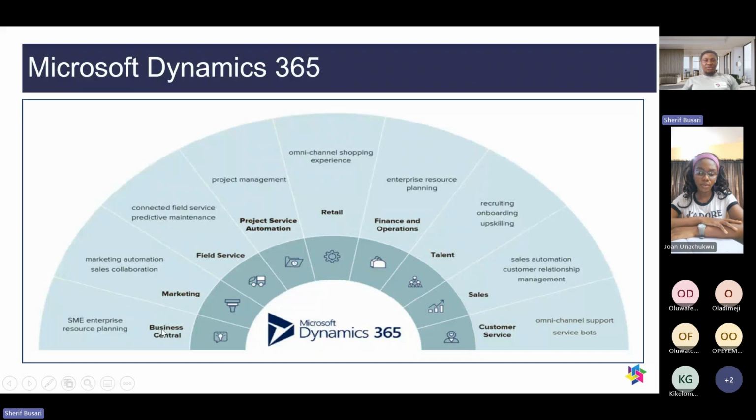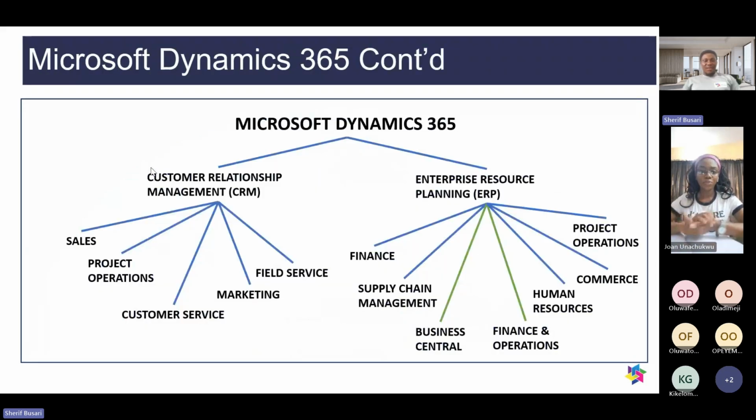So, which is what I'm showing here. We have Business Central under the Microsoft Dynamics 365, or D365 for short. We have the marketing application, we have the one for field service, we have the one for project service automation, retail, we have finance and operations, we have talent, and sales and customer service. So all these applications are actually a suite of applications under the Dynamics 365 ecosystem. I go forward to show just a graphical representation of what I'm talking about in more detail.